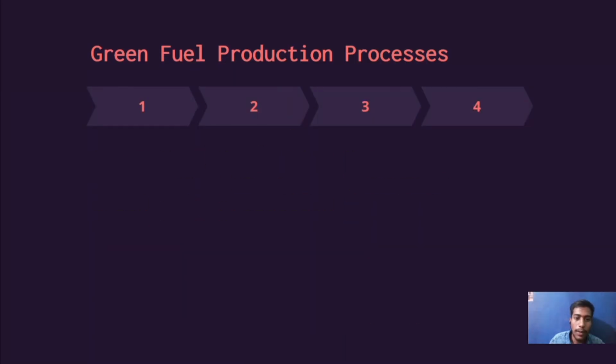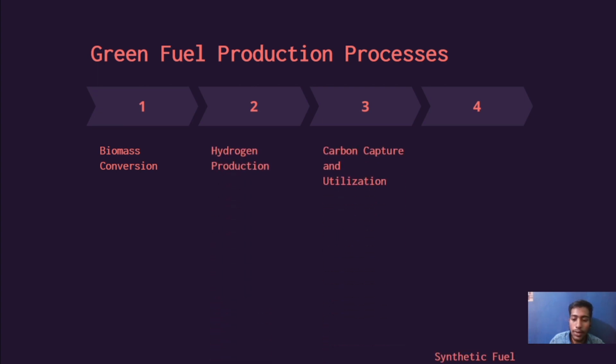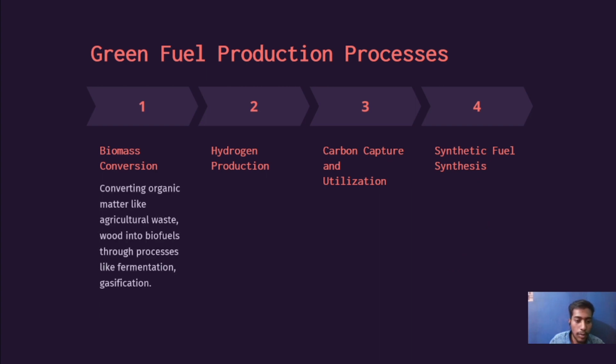So, the next one is the green fuel production process. How is green fuel produced? We'll be discussing the process: biomass conversion, hydrogen production, carbon capture and utilization, and synthetic fuel synthesis. So, in biomass conversion, converting organic matter like agricultural waste and wood into biofuels through processes like fermentation and gasification.